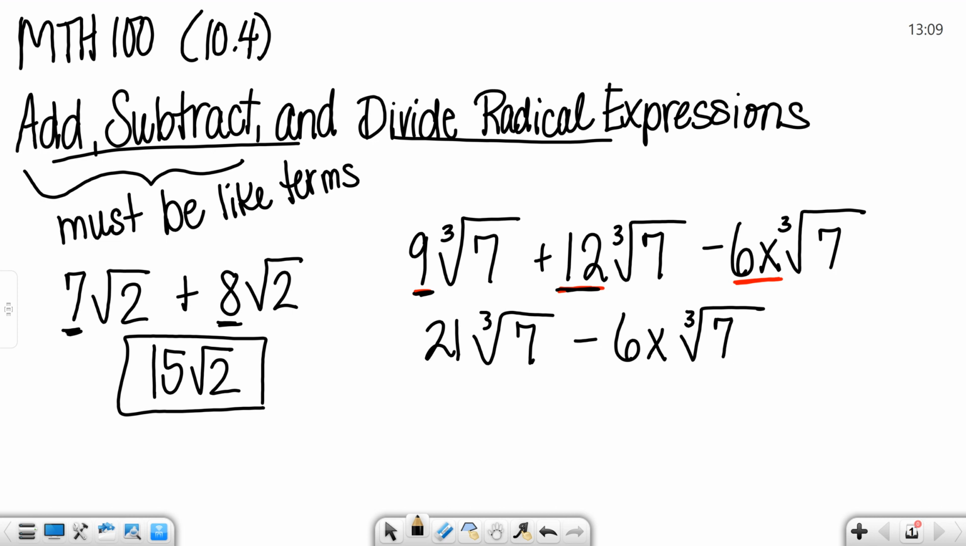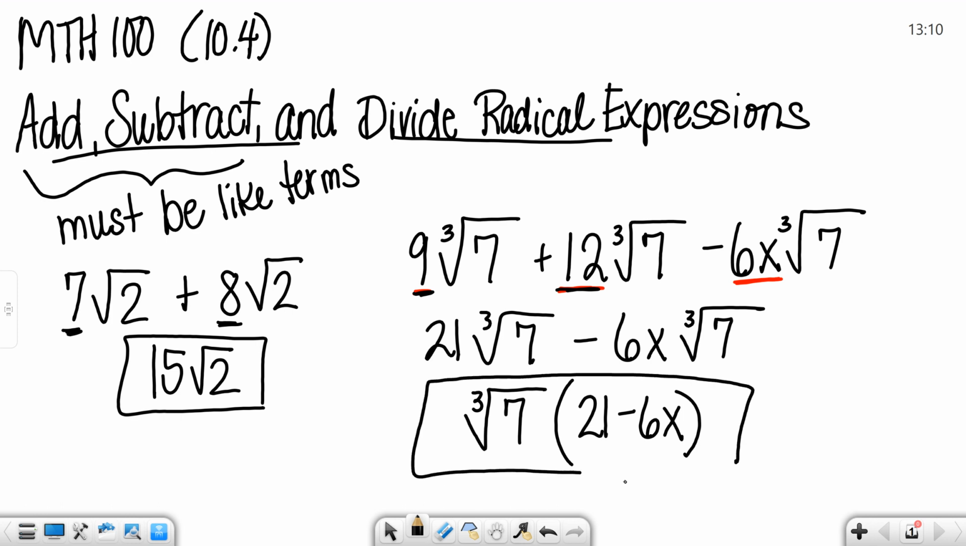All right. Now, my math lab is going to want you to go one step farther. There's nothing else technically I can do here. I cannot actually subtract these. But what I can do is factor out that cube root of 7, factor out the common factor. And so I'd be left with 21 minus 6x. So my math lab is going to want you to do that. Just a heads up there.